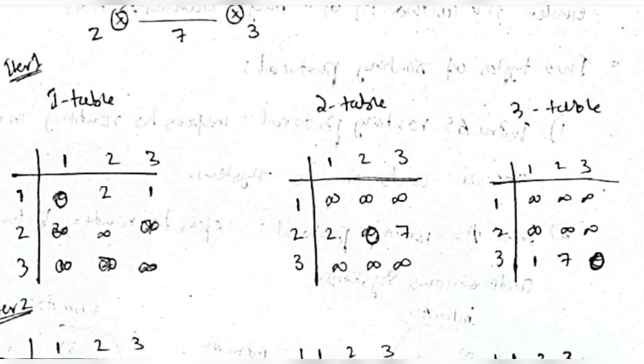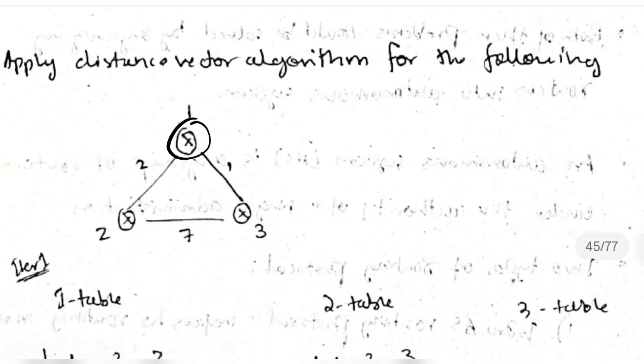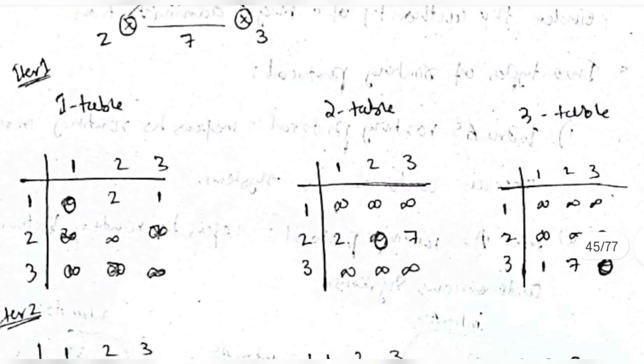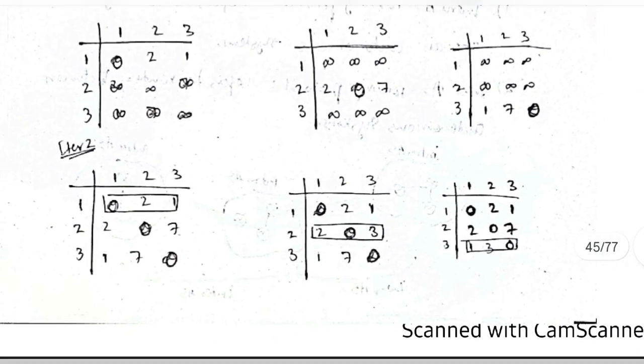This you might know. 1 to 1 it is 0, 1 to 2 it is 2, 1 to 3 it is 1. Means see here, 1 to 1 it is 0, 1 to 2 it is 2, 1 to 3 it is 1. So those cost values will be filled here. Same thing goes for 2 and 3 as well. Okay, now coming to the next one, iteration 2.